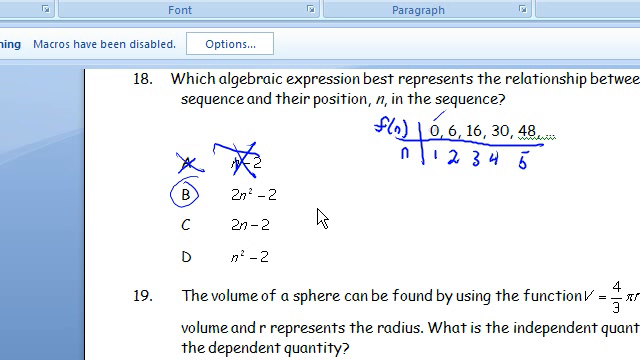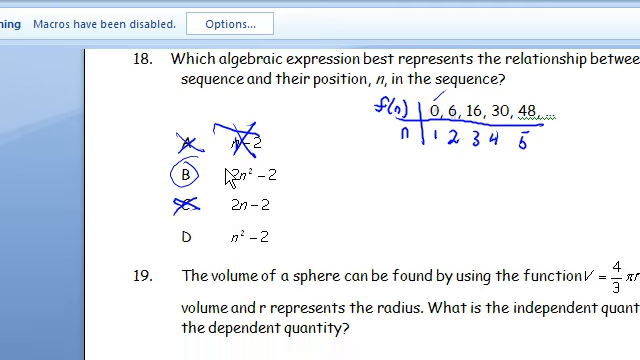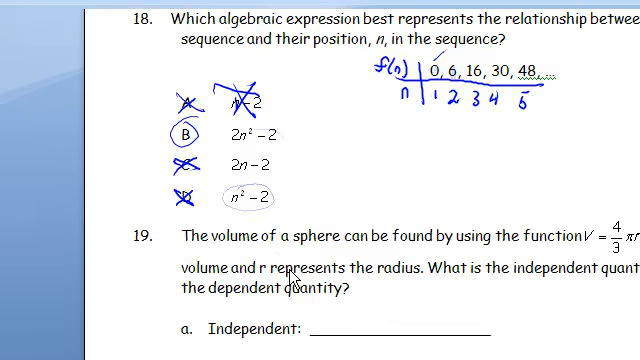Let's evaluate this at n equals 2. So if n is 2, 2 times 2 would be 4. 4 minus 2 would be 2. Doesn't equal 6. So C is out of the question. And if 2n squared minus 2 worked, we know that n squared minus 2 definitely won't work. So B is our answer.